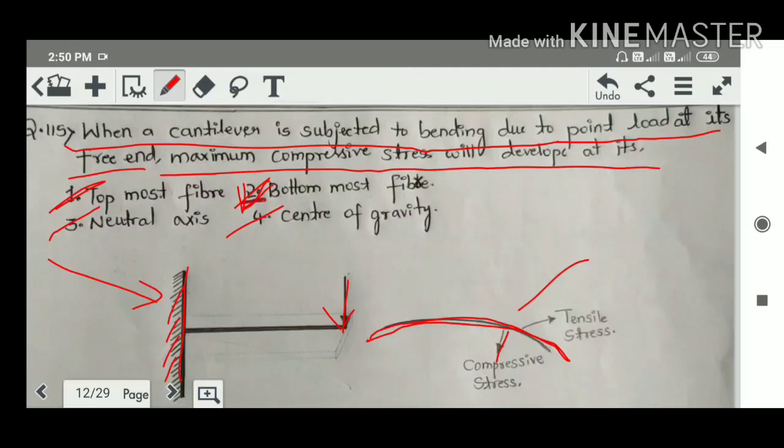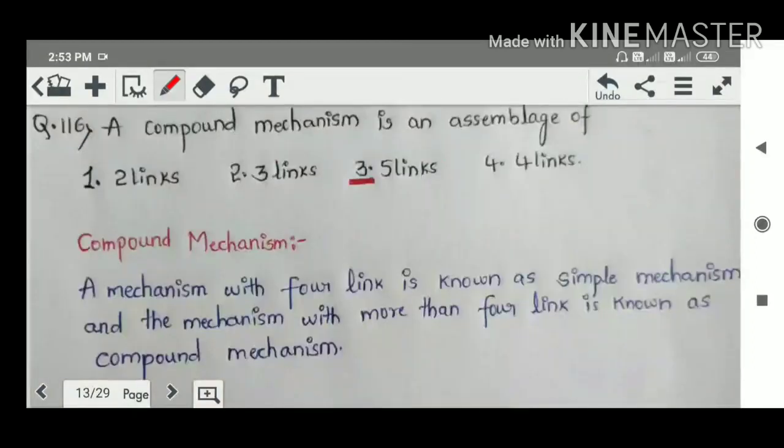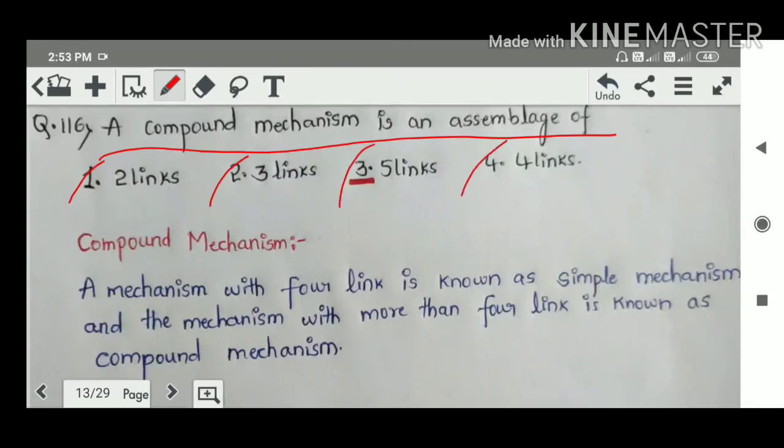Okay friends, let's move on to question number 116. A compound mechanism is an assemblage of, and the options are 2 links, 3 links, 5 links, 4 links.